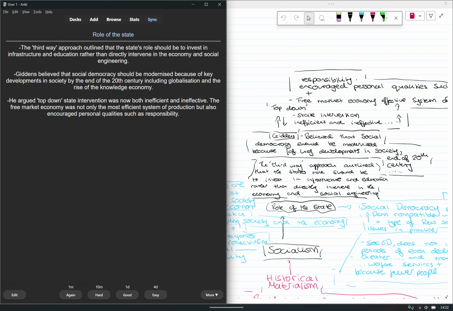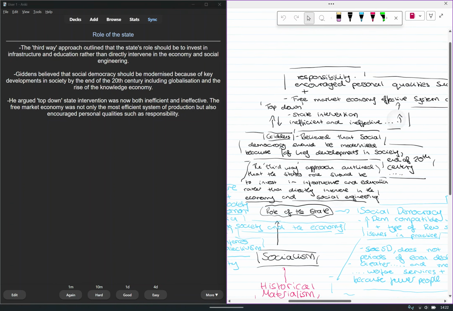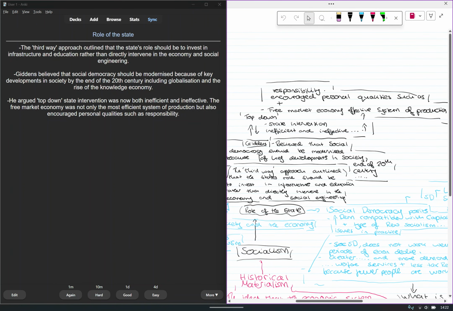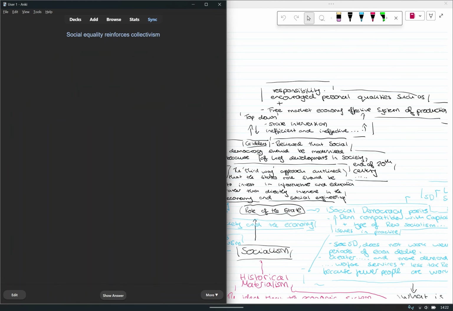As I've stated here, Giddens argued that top-down state intervention was now both inefficient and ineffective. The free market economy was not only the most efficient system of production, but it also encouraged personal qualities such as responsibility. Very important.